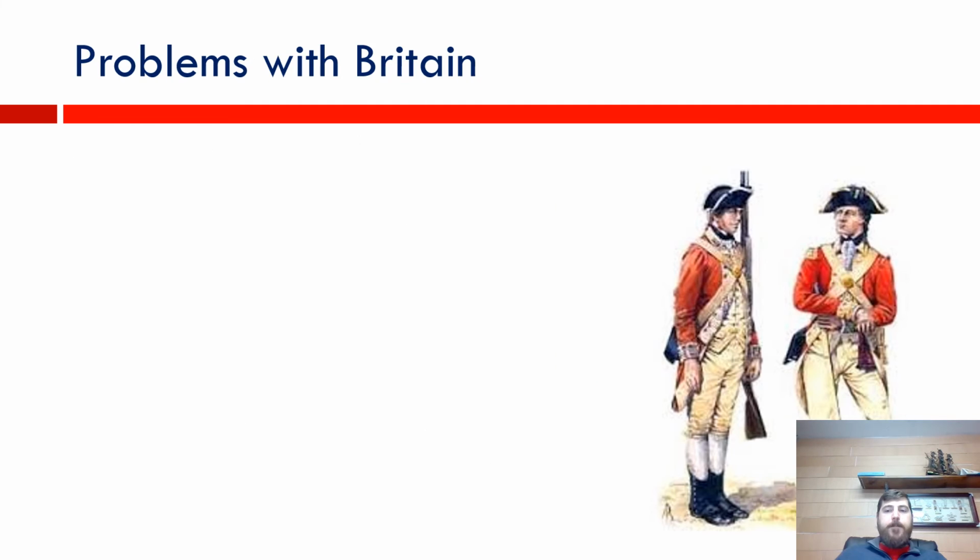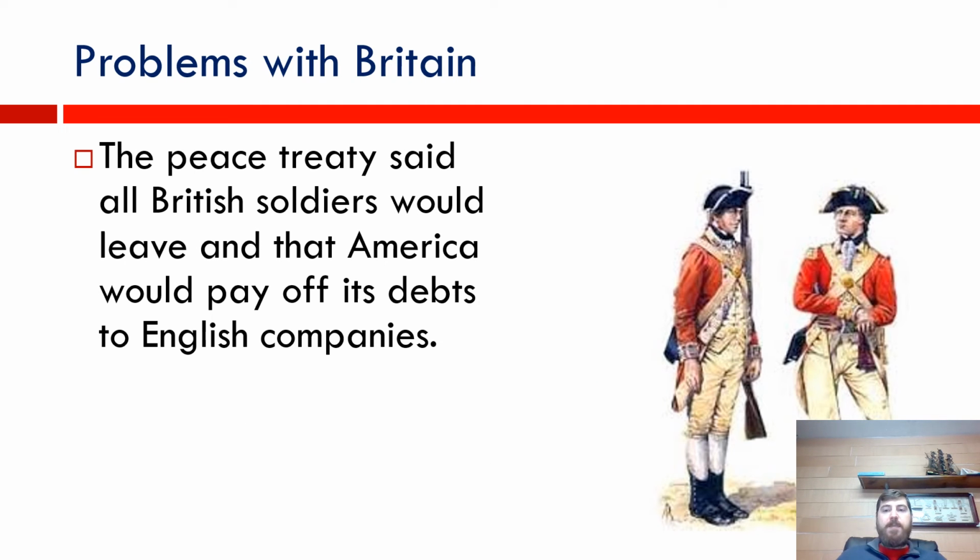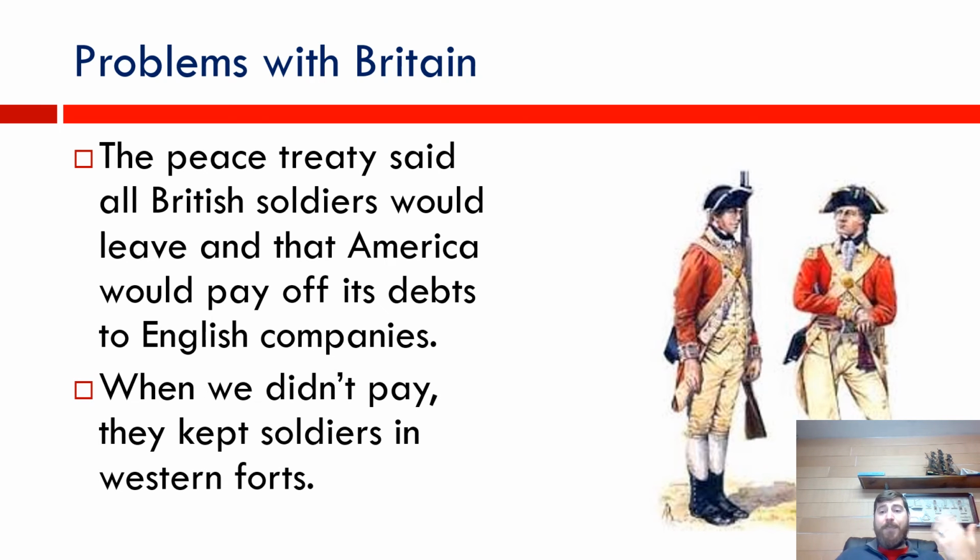That's a problem. Further problems with England: the peace treaty at the end of the Revolution said that all English soldiers would leave, and then America would pay off its debts to England. Well, because America can't pay its debts, they kept all their soldiers in the Western forts, which is now American territory. So there's still thousands of British soldiers watching us. They're not leaving. And of course, both sides are mad because neither side is really obeying the peace treaty.